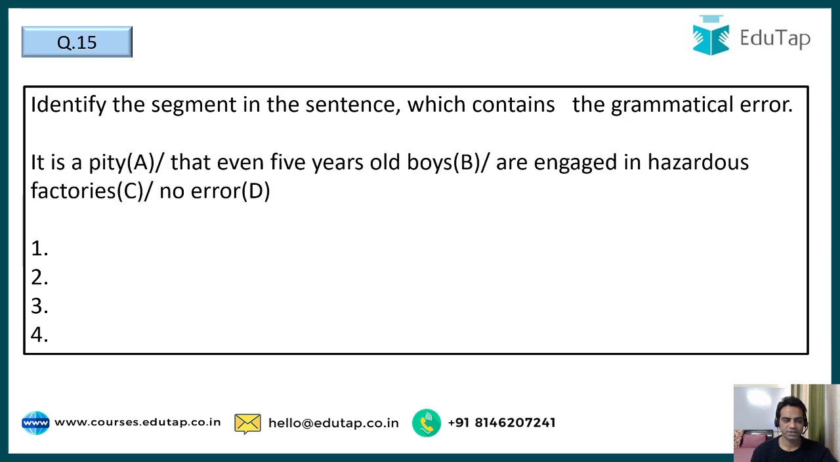And last question for today, guys. It is a pity that even 5-year-old boys are engaged in hazardous factories. Guys, whenever a number is followed by two or more nouns, the nouns in the middle act as adjectives and they are to be kept in singular form. So it should not be "years," it should be "year." So it is a pity that even 5-year-old boys are engaged in hazardous factories.